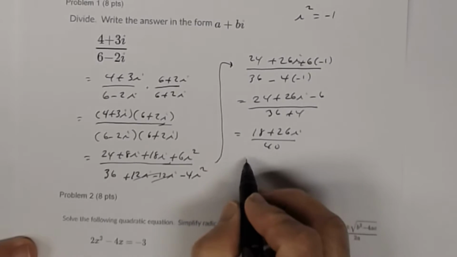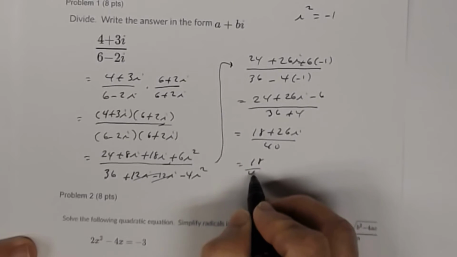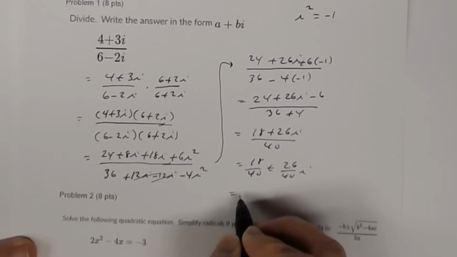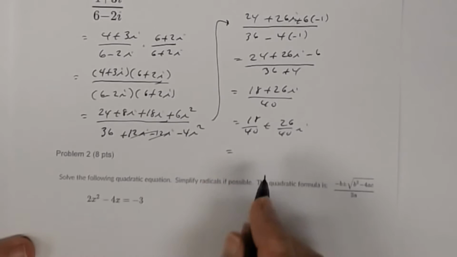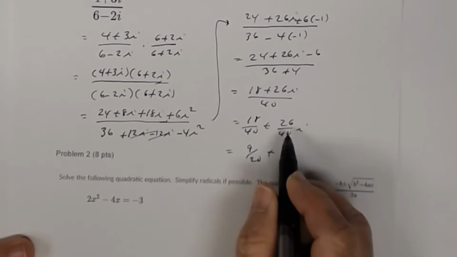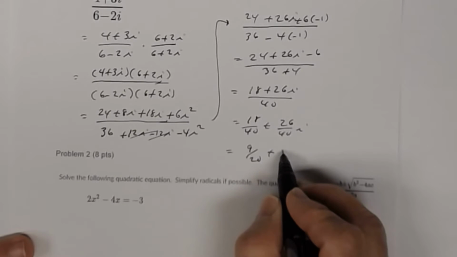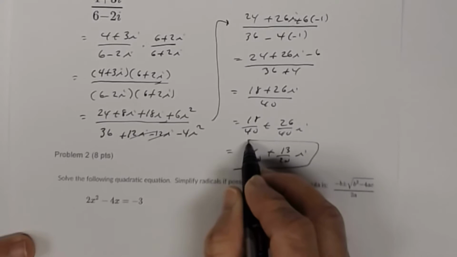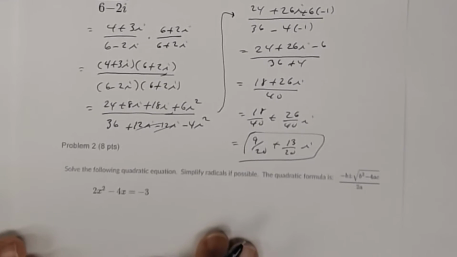And then in the form a plus bi, I'm going to get 18 divided by 40 plus 26 divided by 40i, and then reduced, I'm going to get 18 40ths is 9 20ths plus, and then 26 divided by 40 I can write as 13 divided by 20i. Okay, so that is the answer for number 1.